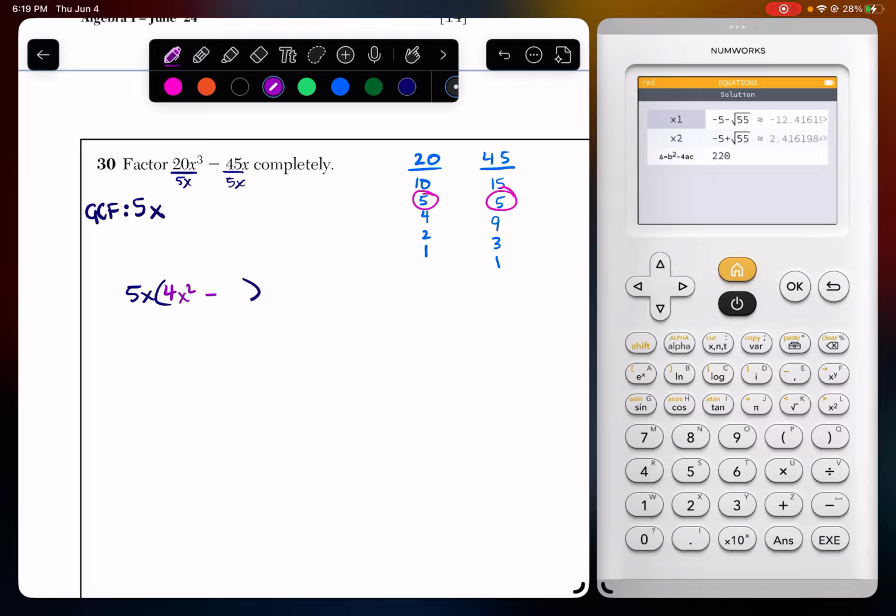45 divided by 5 is 9. X divided by x is 1. So if I factor out a 5x, I'm left with 4x squared minus 9. At this point, once you've gotten your GCF, you have earned half credit. So even if you can only get the GCF and then you get stuck, always try to factor out your GCF in order to get some points on the factoring problem.